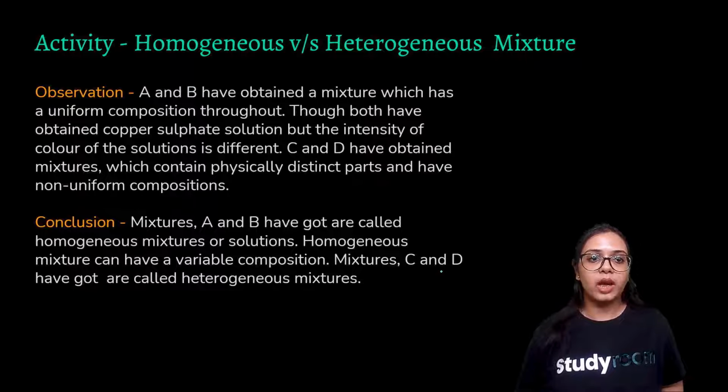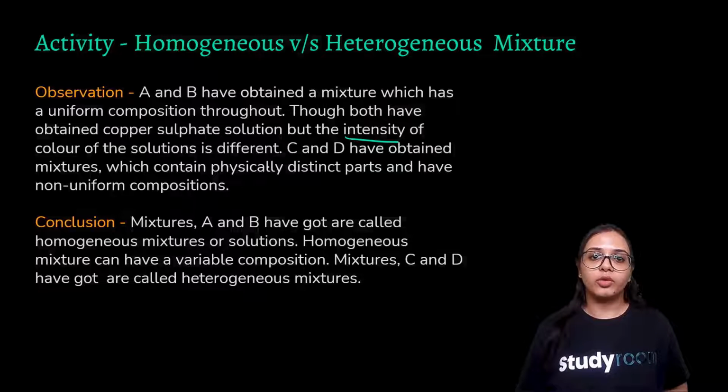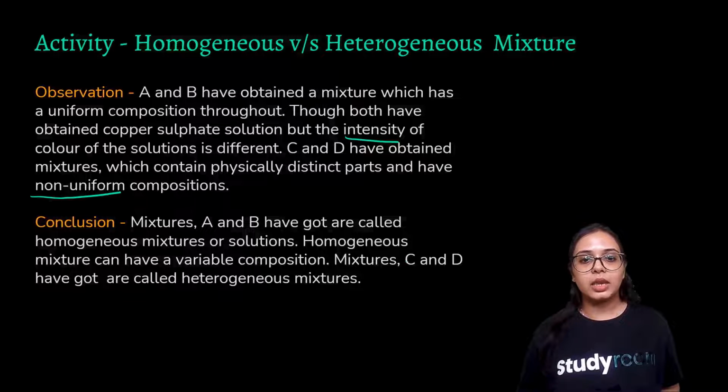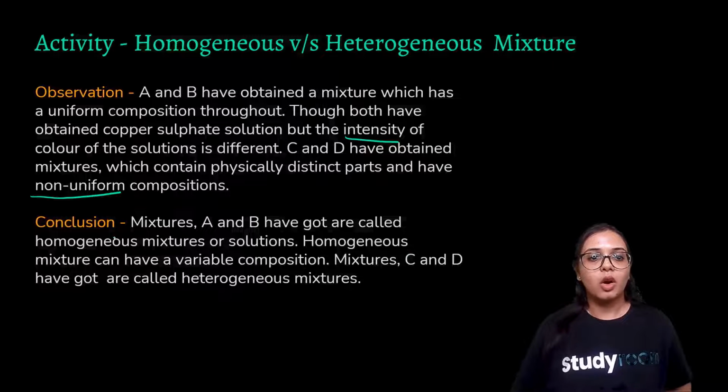So though both have obtained copper sulfate solution, this is for person A and B, the intensity of color of the solution is different. And C and D have obtained mixtures which contain physically distinct parts, like I told you, and have non-uniform composition. So the conclusion is that mixtures A and B have got what are called homogeneous mixtures, because the pattern is uniform, right?